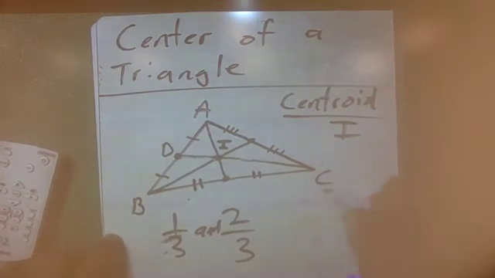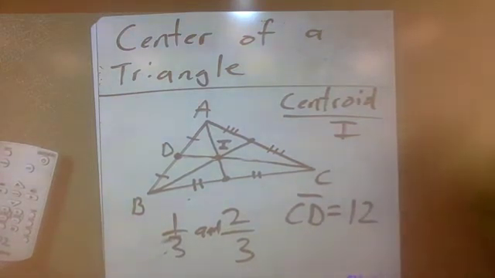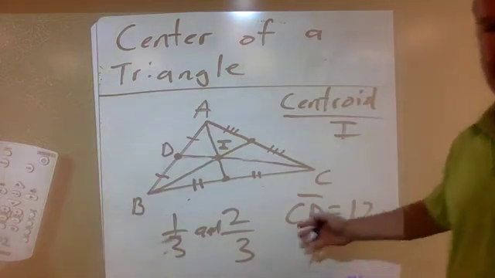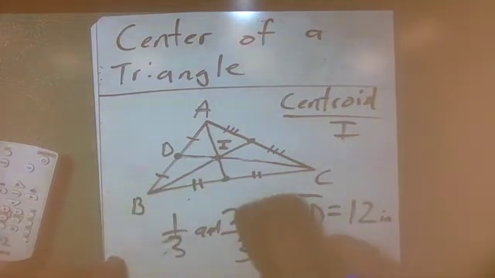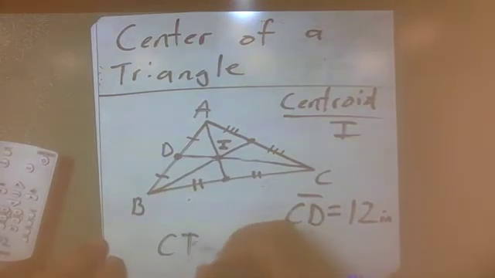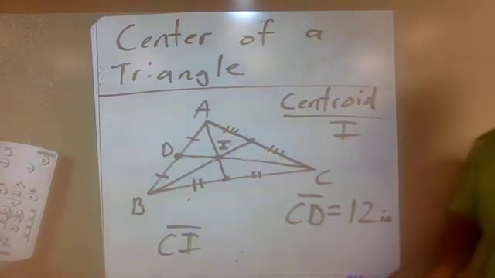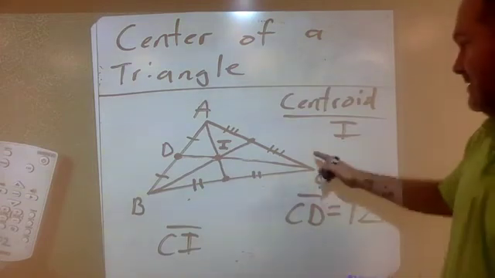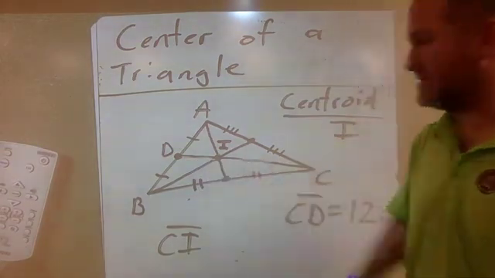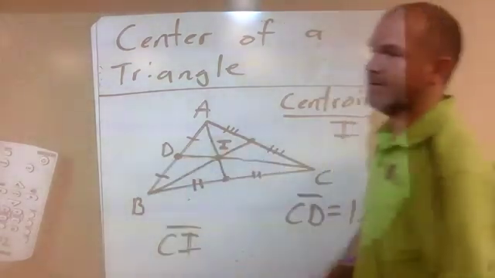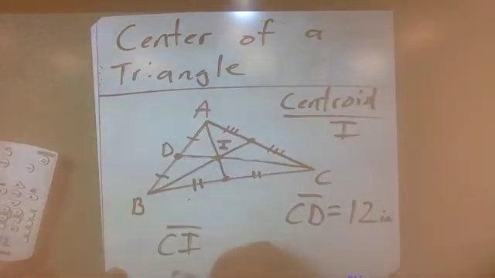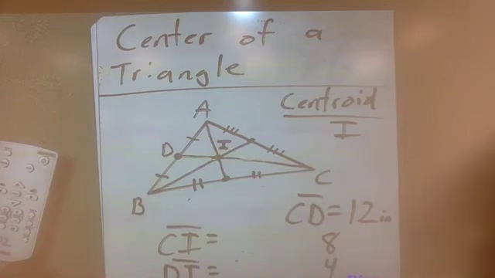Let me give you a length to work with here. Let's say CD is equal to 12 inches. Let me give you a unit for all of you out there that are yelling at me right now. CD, we'll say, is 12 inches. If I ask you how long is CI, it is not 6 inches, because I is never in the middle of this segment. So these are not 6 and 6. It is 2/3 and 1/3. 2/3 of 12 is 8, and 1/3 of 12 is 4. So CI and DI, one of them is 8 and one of them is 4.